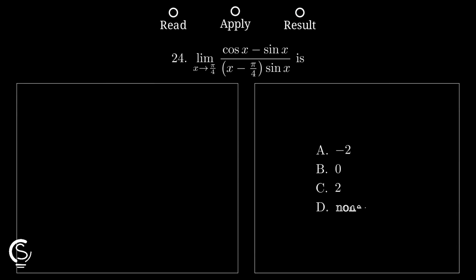First, we plug in π/4 to check the limit. Since cosine and sine are equal there, the top and bottom both become 0, giving us an indeterminate form here.